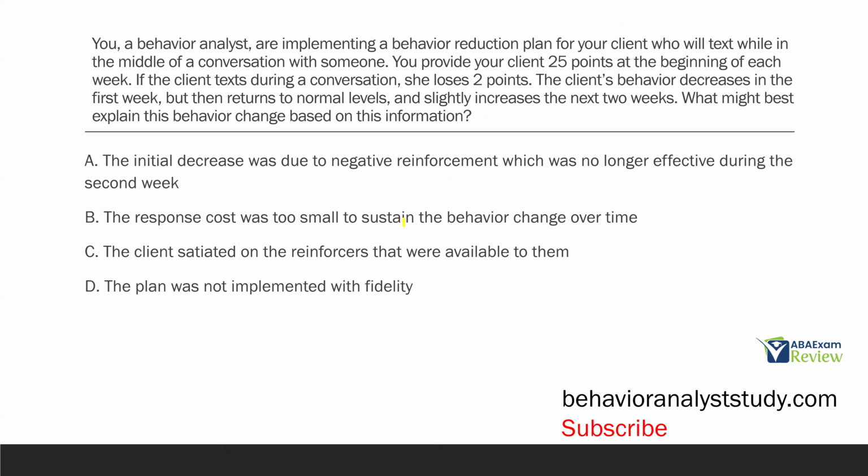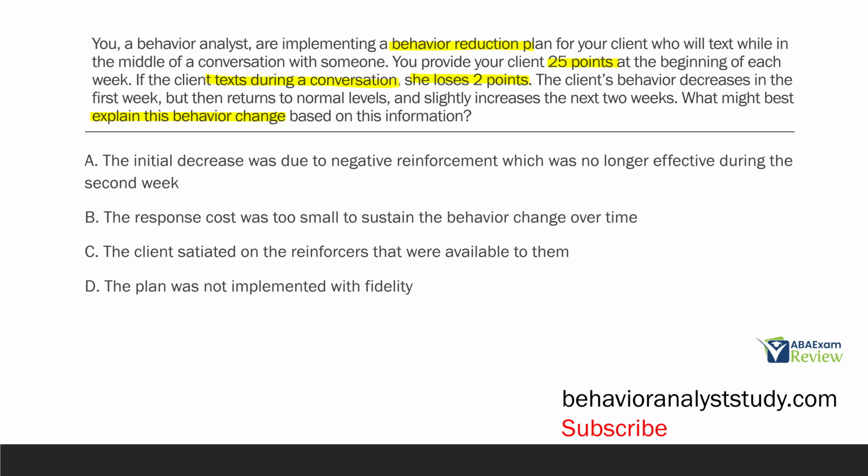So we have a rather long question to begin. And as always, we're not going to panic when we get long questions. We're just going to break down what the question is asking and make sure we understand the information given to us. First, the question wants to know what explains the behavior change. So far, we know you have a behavior reduction plan for your client. And the plan includes giving them 25 points and then taking points contingent on conversation. Now, what does that sound like?